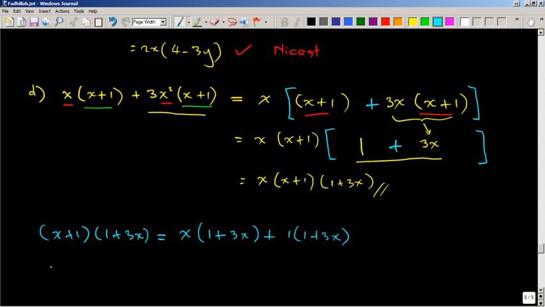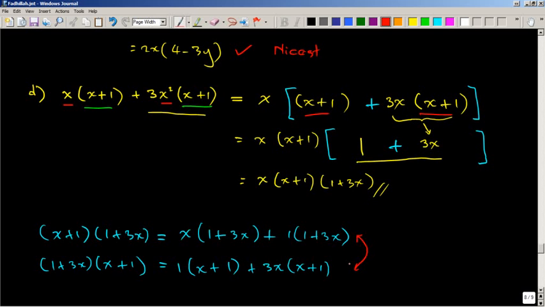Okay. Say if I terbalikkan dia, 1 plus 3x and x plus 1. What is going to be your answer? 1 bracket X plus 1 plus 3x bracket X plus 1. Okay. Again, they look different, but they are actually the same. If you don't believe me, you can try to expand one by one. You expand lagi, expand lagi, and then you get the same answer. Hanya it looks different saja.